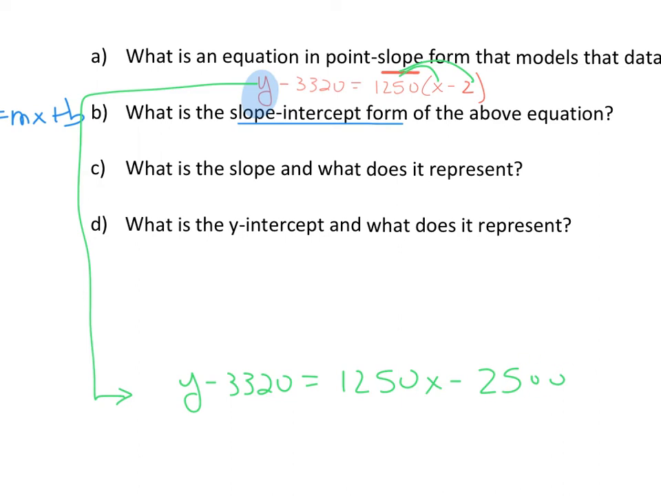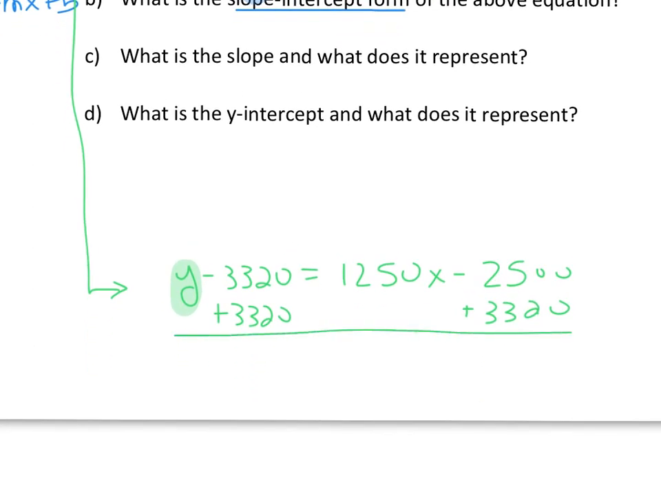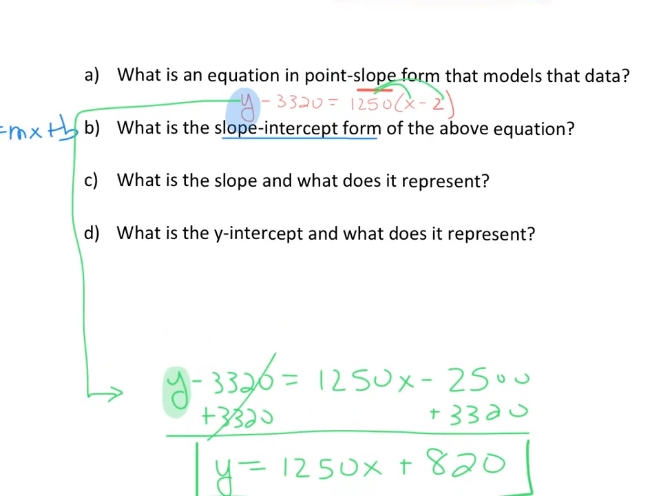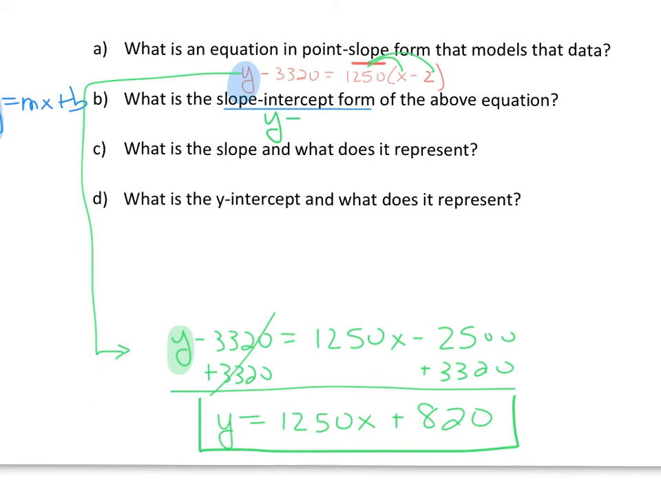Now again, we're still trying to isolate that y. So I'm going to add 3,320 to both sides. That cancels, so y equals 1250x plus 820 when I put those together. That's going to be my slope-intercept form right there. Again, slope-intercept, just get y by itself. So I'm going to write that up here for part B: y equals 1,250x plus 820.